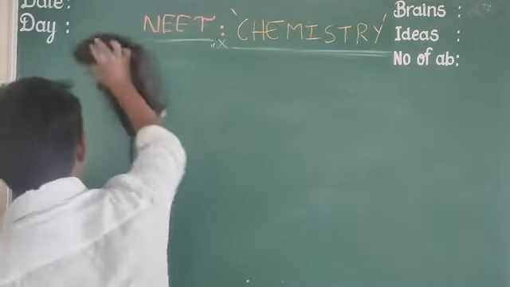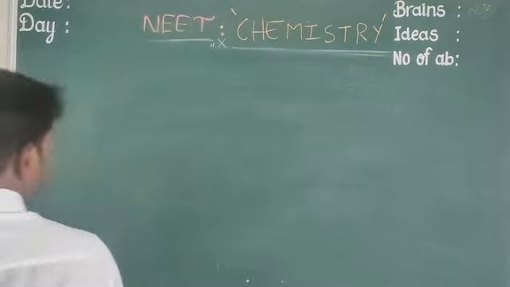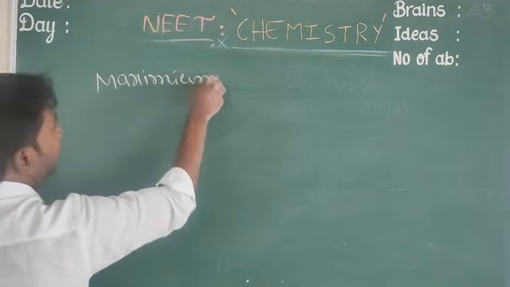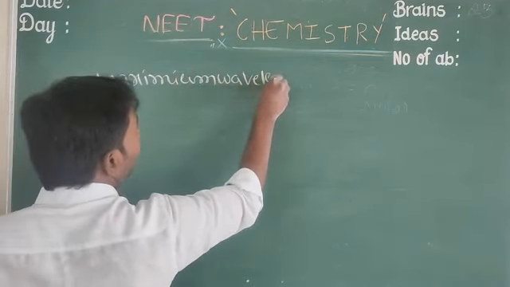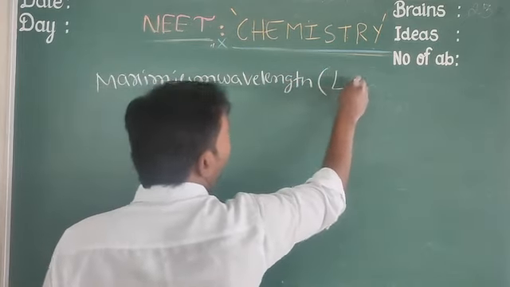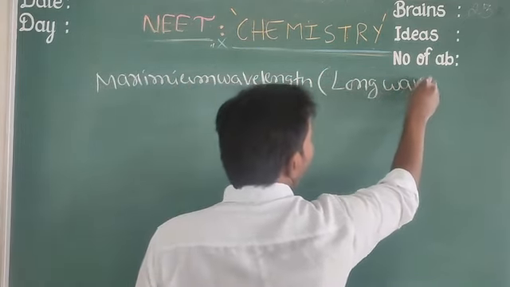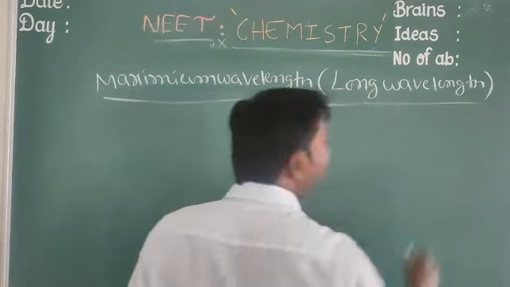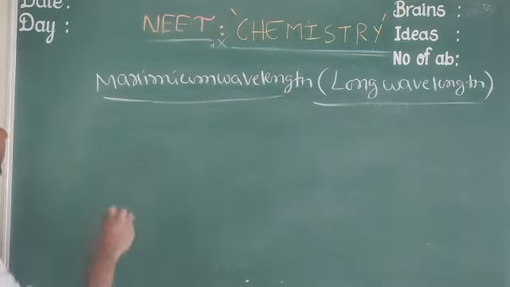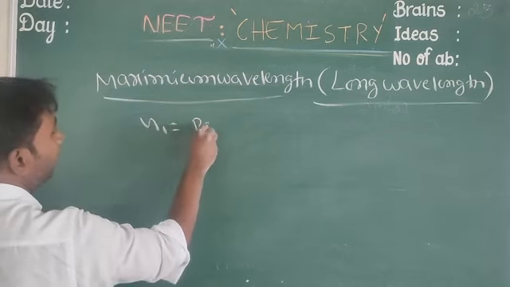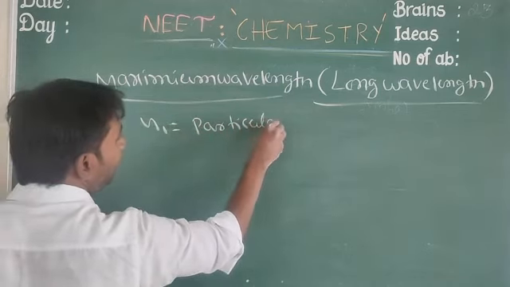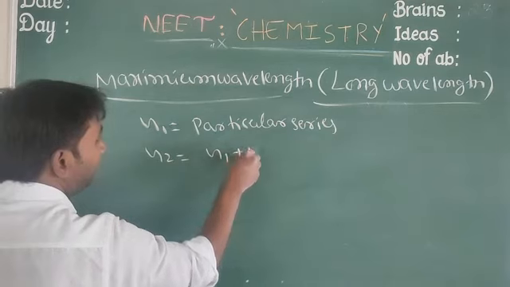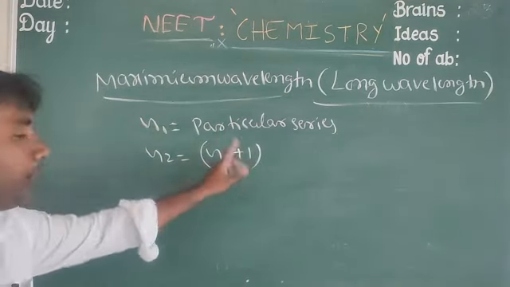Then, next one, maximum wavelength. If maximum wavelength or long wavelength is given in problems, it means N1 equals the particular series value, and N2 equals N1 plus 1.